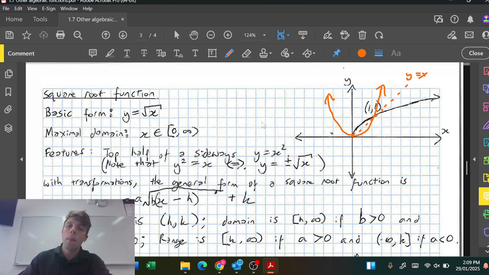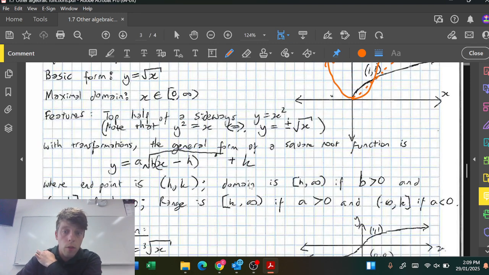We only have the top half of this because if we had the bottom half, we would not in fact have a function, because again, every input needs to have a unique output. It doesn't happen if we have the bottom half there. It fails the vertical line test. So that's what the square root function looks like.